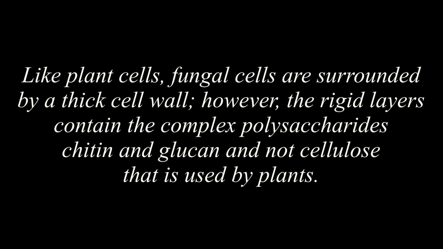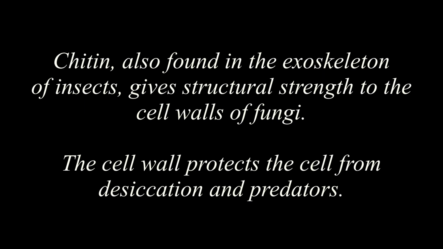Like plant cells, fungal cells are surrounded by a thick cell wall. However, the rigid layers contain the complex polysaccharides chitin and glucan, and not cellulose that is used by plants. Chitin, also found in the exoskeleton of insects, gives structural strength to the cell walls of fungi. The cell wall protects the cell from desiccation and predators.